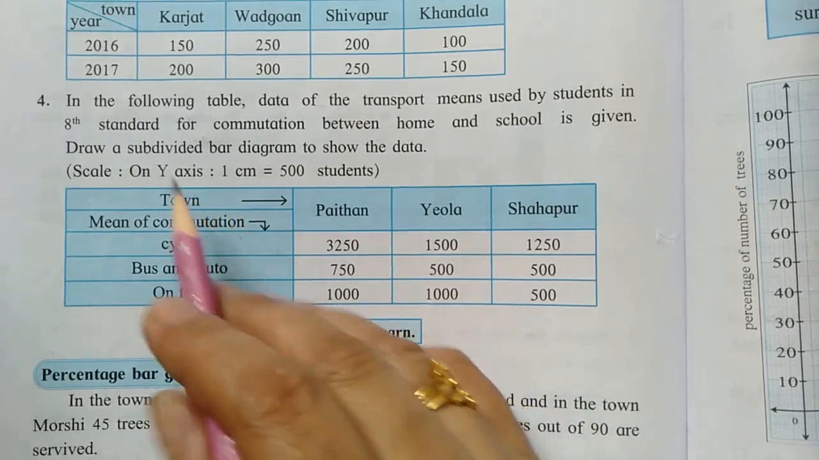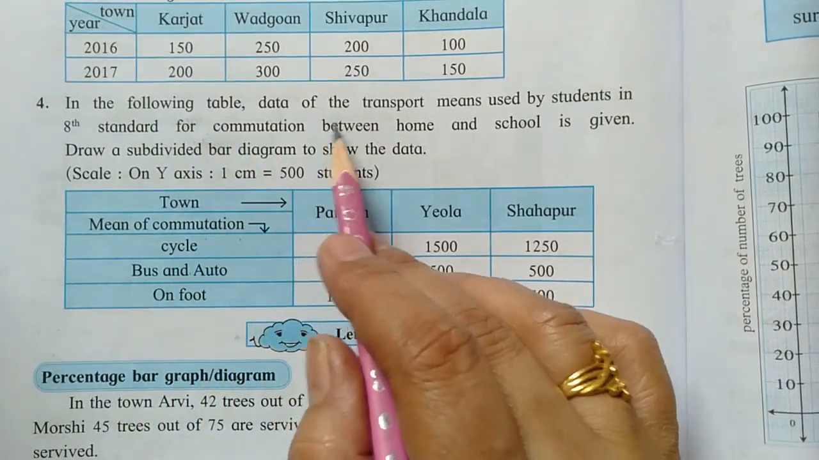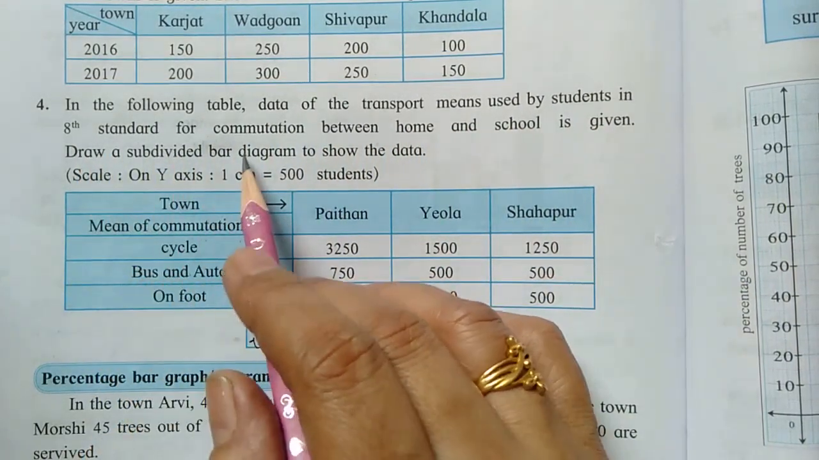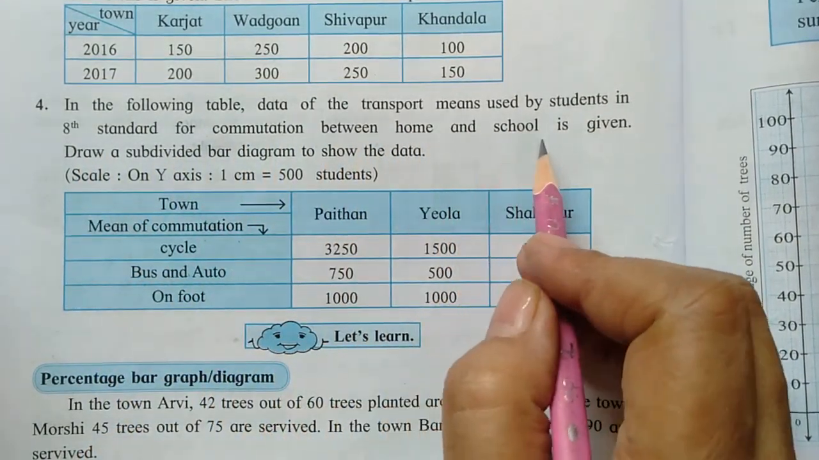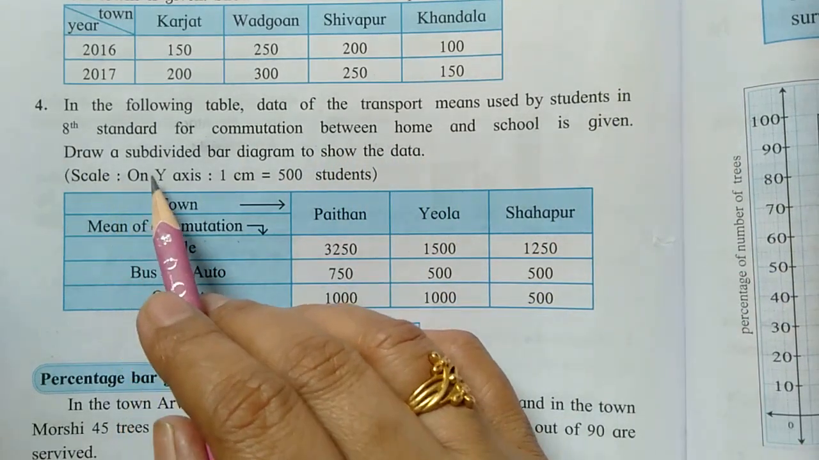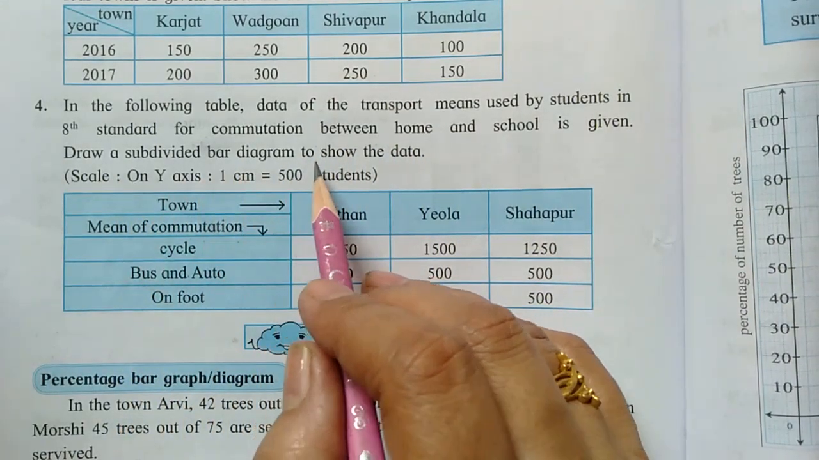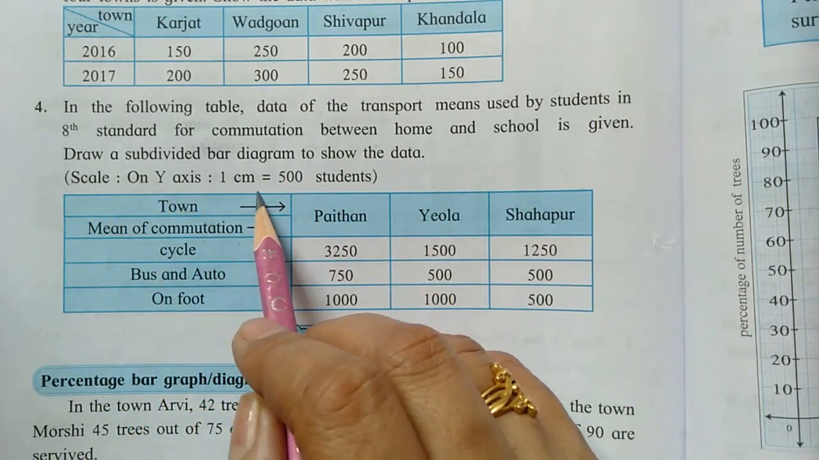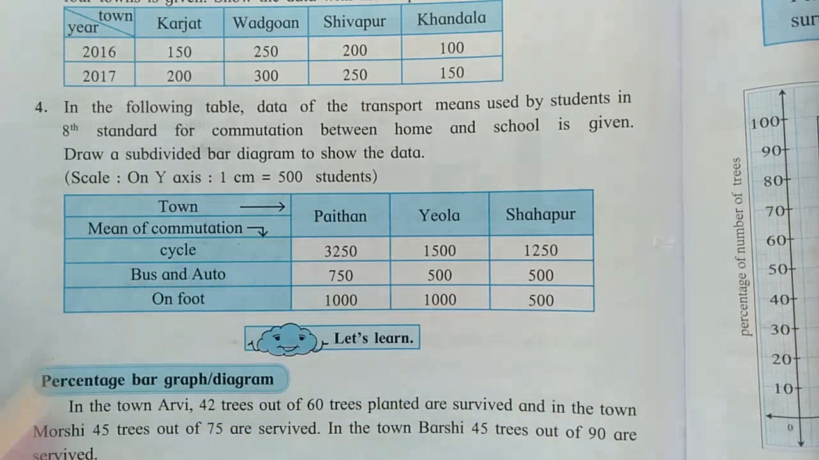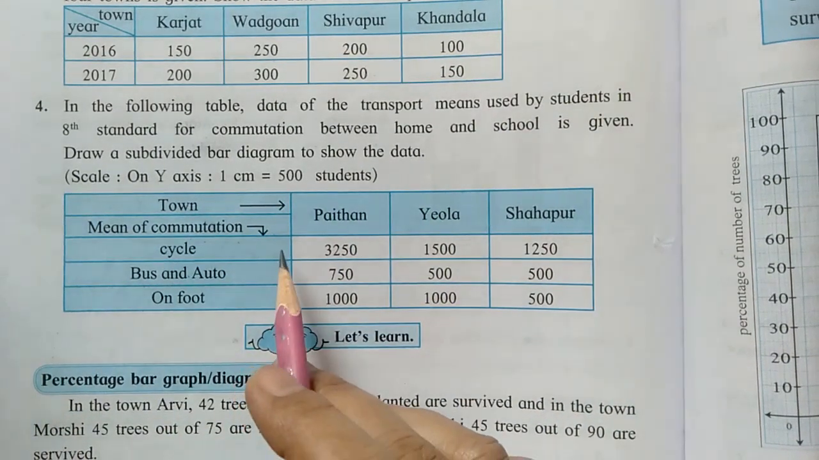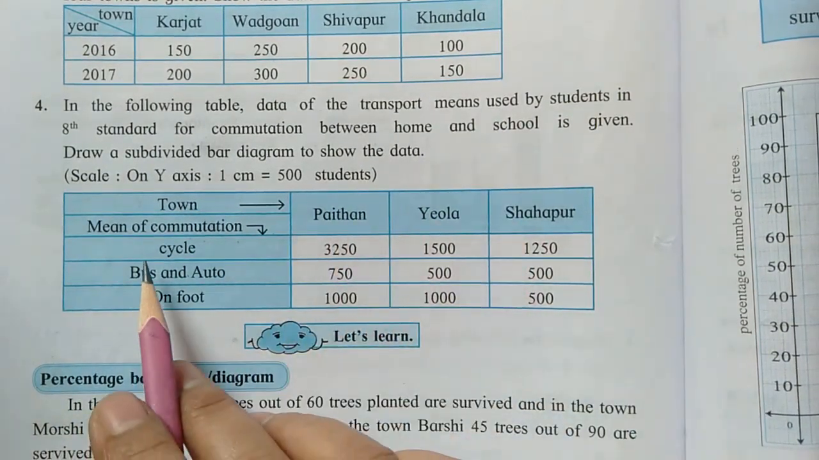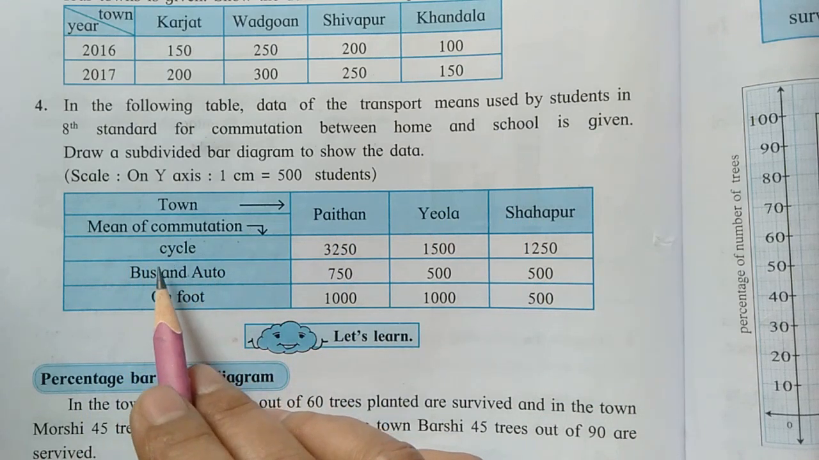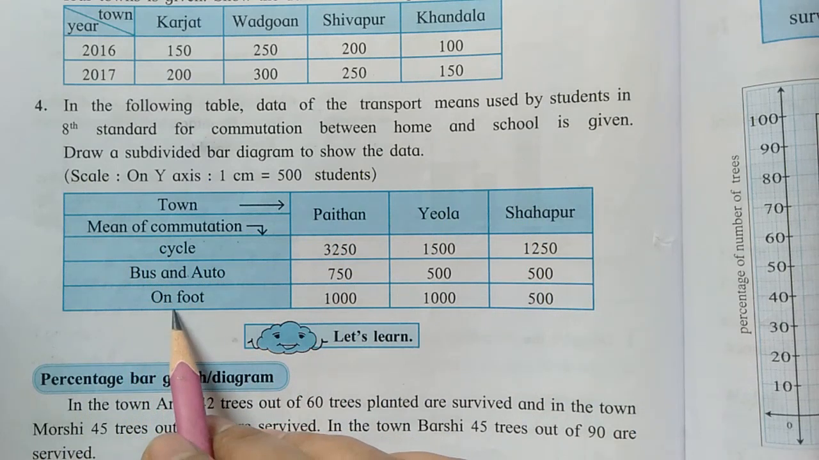Now see the fourth question. In the following table, data of the transport means used by students in 8th standard for commutation between home and school is given. Draw a subdivided bar diagram to show the data, and the scale is given on the y-axis: 1 centimeter is equal to 500 students. See the table here. 3 towns are given, and the means of commutation are given here: cycle, bus and auto, and on foot.